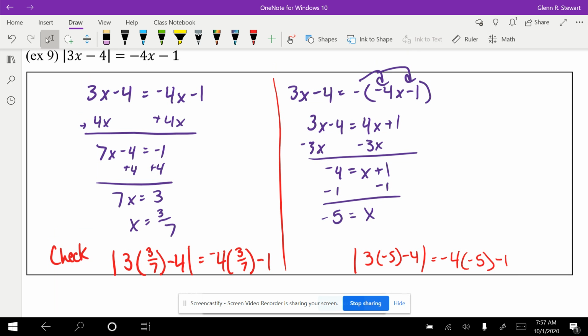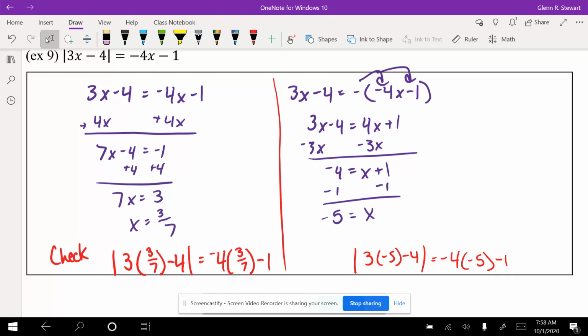Okay, first thing, before we even look at anything in red, look to see what happened in purple. You should have been able to split these up since the absolute value was already by itself. You would have had 3x minus 4 is equal to negative 4x minus 1. Add 4 to both sides, you get 7x minus 4 is equal to negative 1. And then add the 4 over. Your final answer should have been 3 over 7. On the other side of things, if you distribute your negative, you'll end up with x is equal to negative 5. Does anybody have any questions on those steps at all?